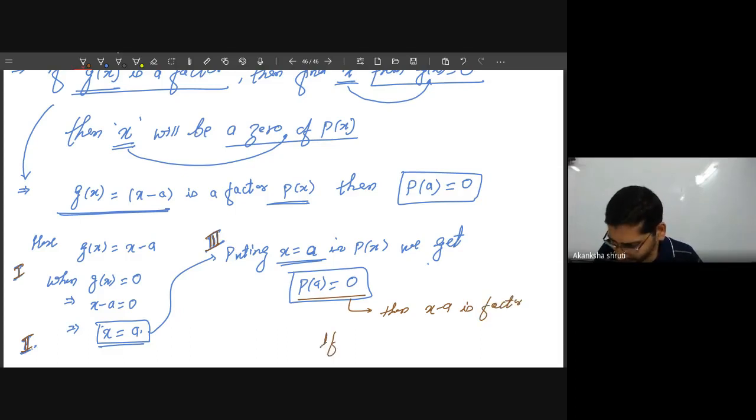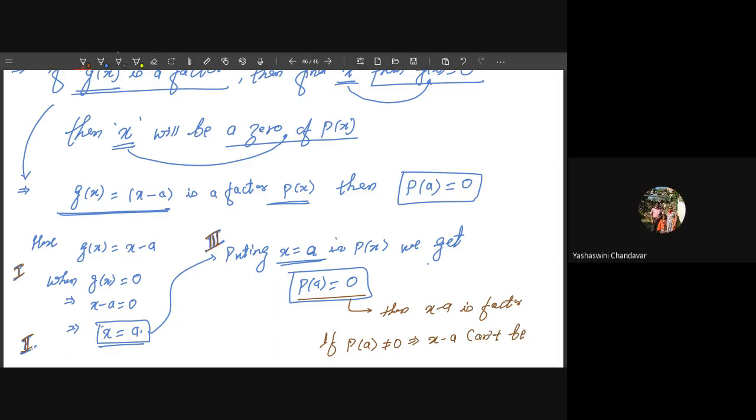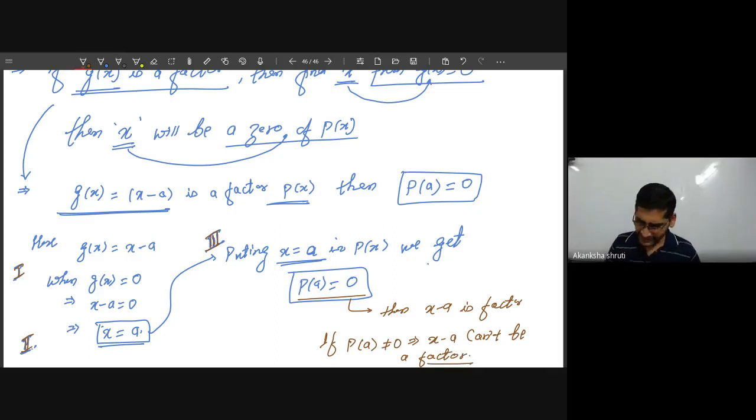If p of a is not equal to 0, this implies x minus a cannot be a factor. So this is our factor theorem.